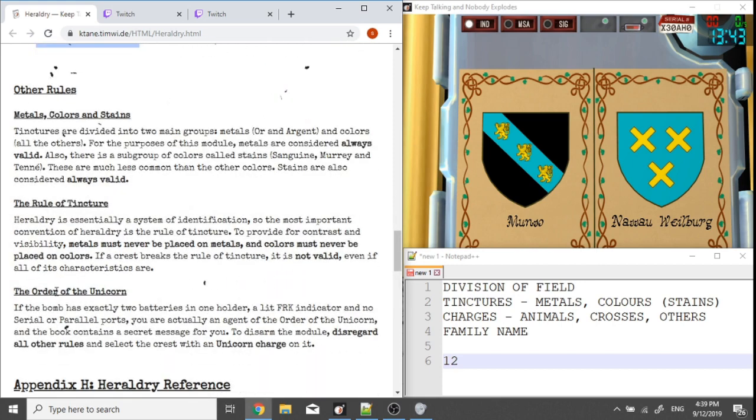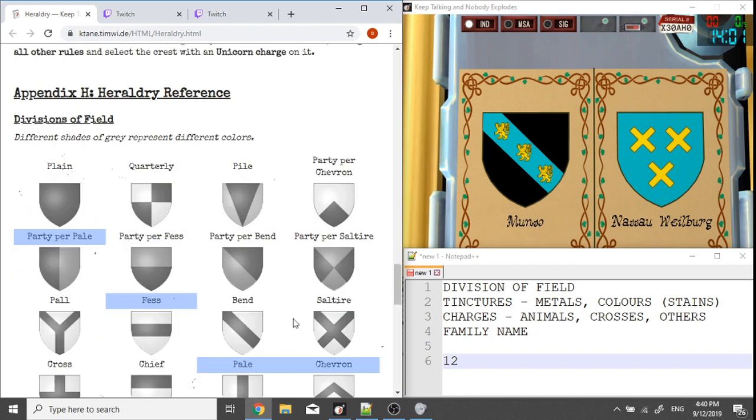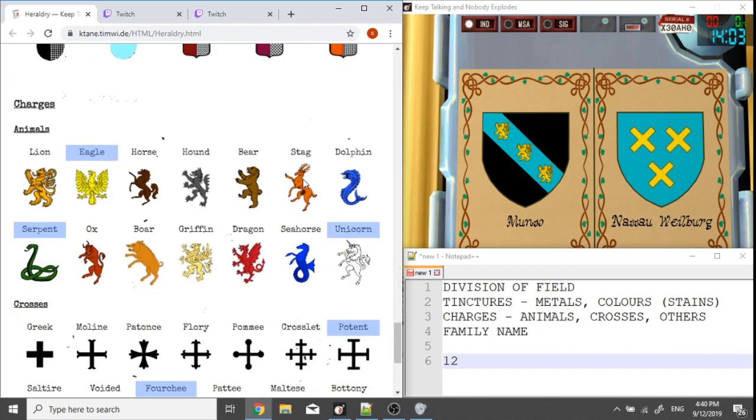And one last thing is our unicorn for the heraldry. If we have 2 batteries in one holder, a lit FRK, no serial or parallel, we actually don't need to do any calculation, but instead we need to find the crest which has a unicorn on it. A unicorn is an animal charge and it can be any color.